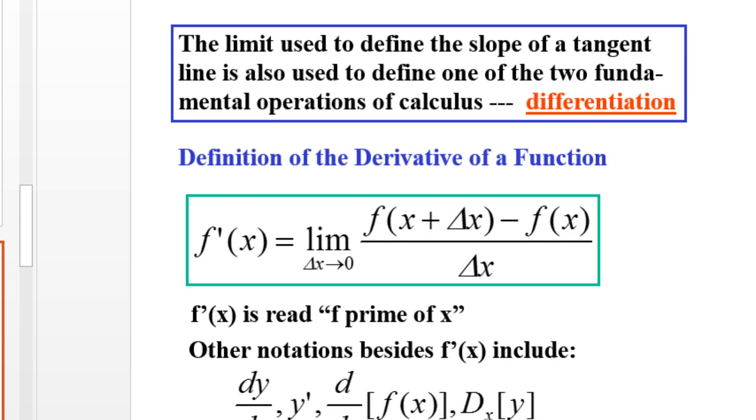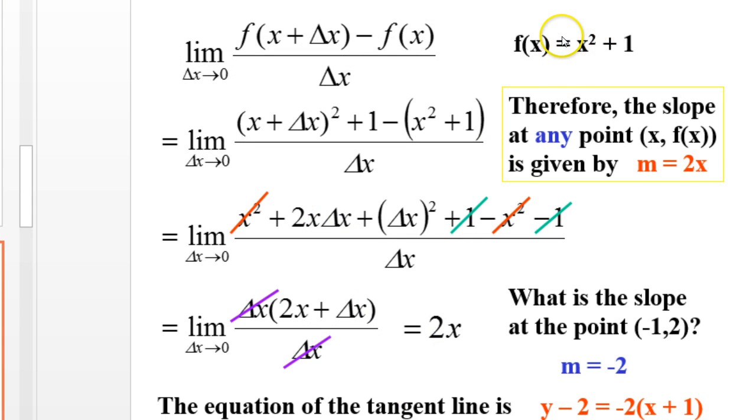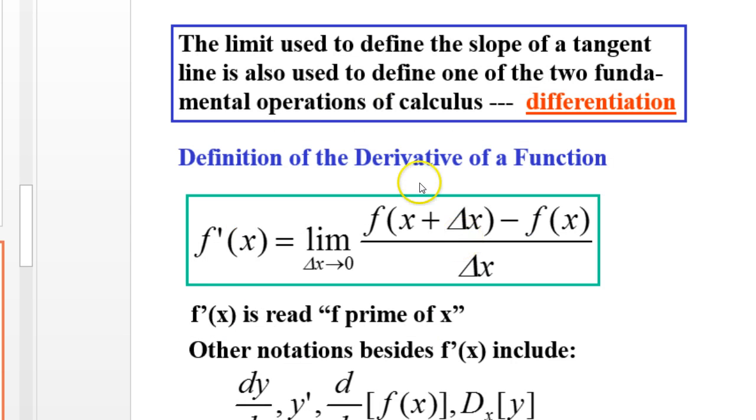This limit is used to define the slope of a tangent line. It is also used to define one of the two fundamental operations of calculus, which is differentiation. Here, I want you to look at this. The actual function was x squared plus 1. The slope of the line at that point is actually -2, or is 2x. If you notice, there's an x squared and a 2x, that isn't just a coincidence.